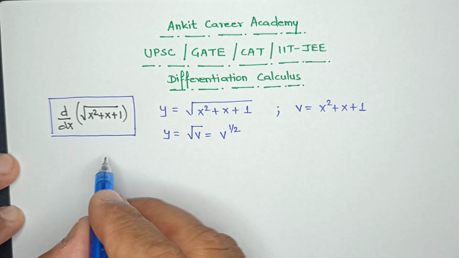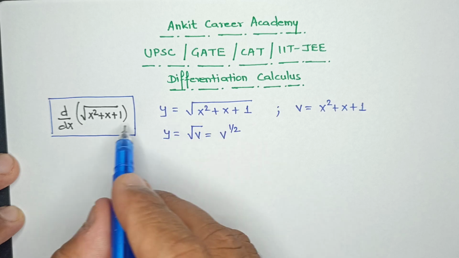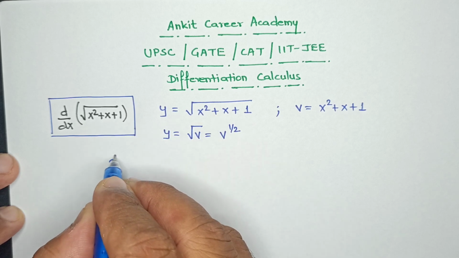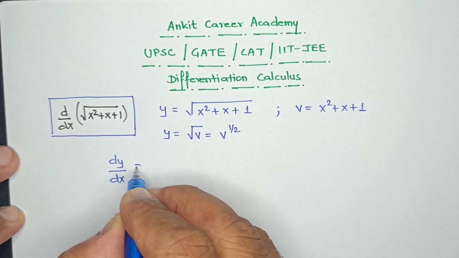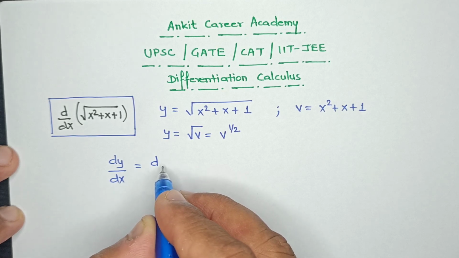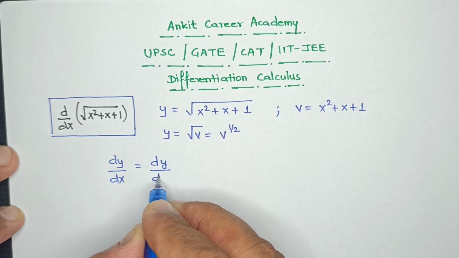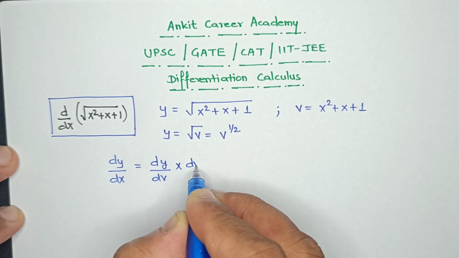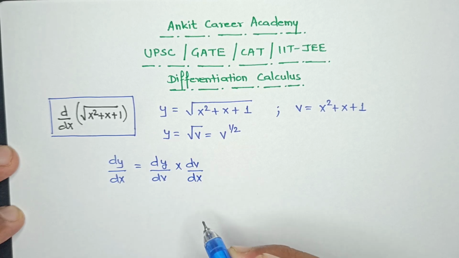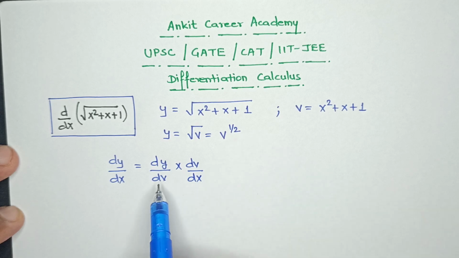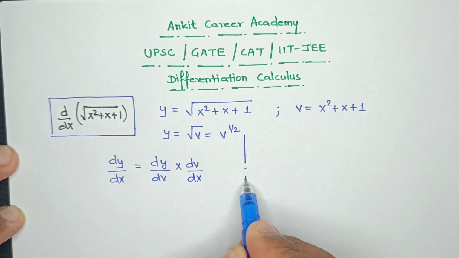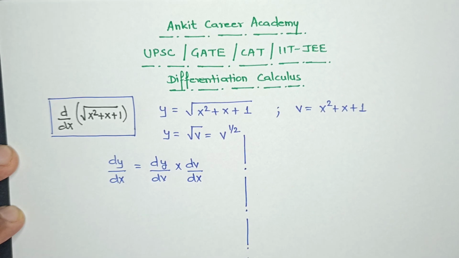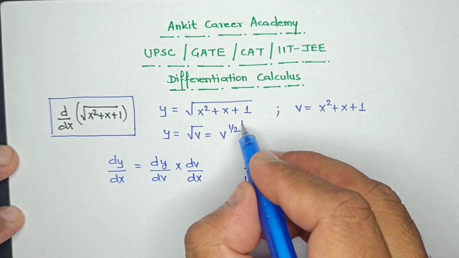So initially if the value of y was this and we need to differentiate this, essentially what we are trying to calculate is the value of dy by dx. Now this can be written as dy by dv multiplied by dv by dx. So all we have to do is just substitute these two values in this expression here, and then we will have the final value of dy by dx. So let us start calculating.